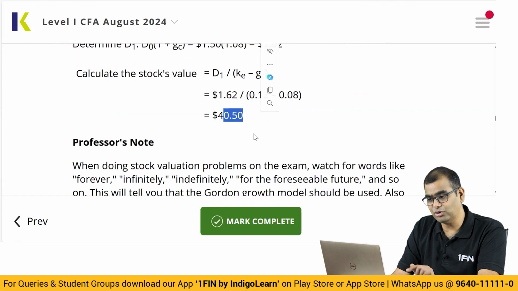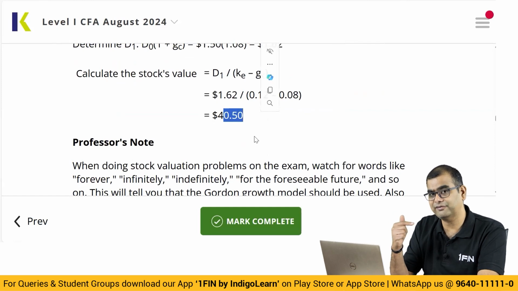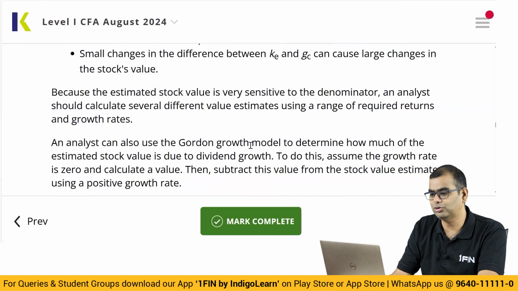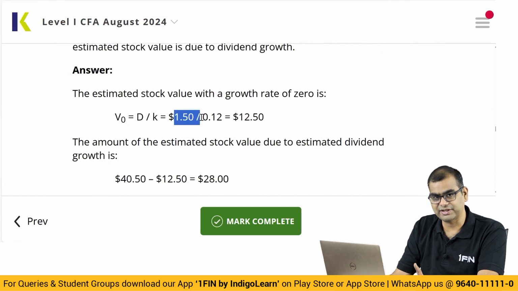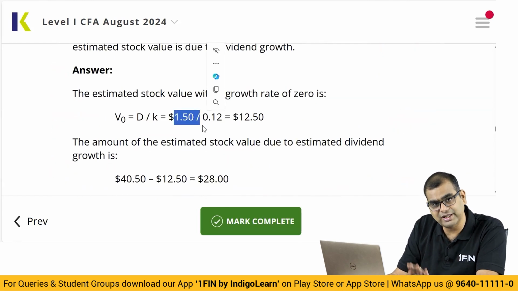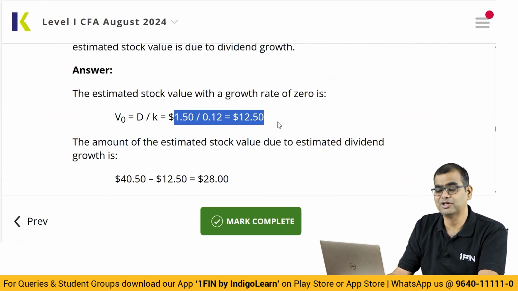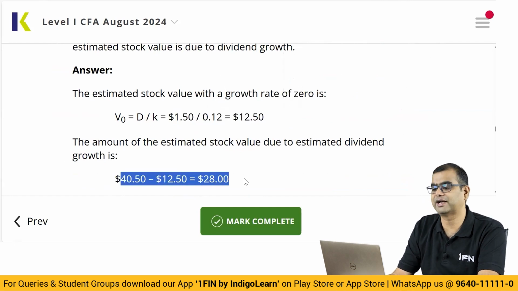What they are saying now is, out of this 40.50, how much is coming from growth of dividend? How will you do that? You simply do 1.5, which is the dividend, by KE. Assuming that there is no growth, the value of dividends alone is 12.5. So, growth is 40.5 minus 12.5, which is 28.